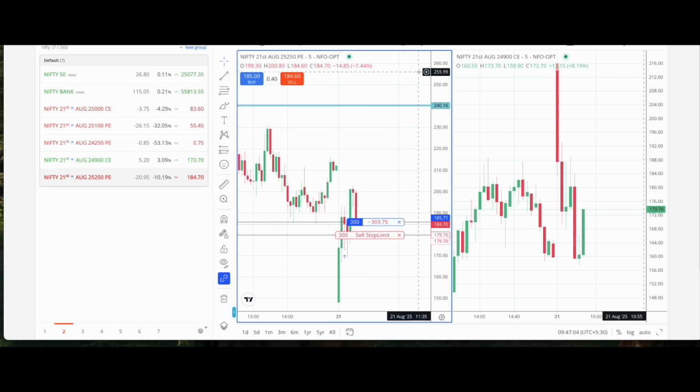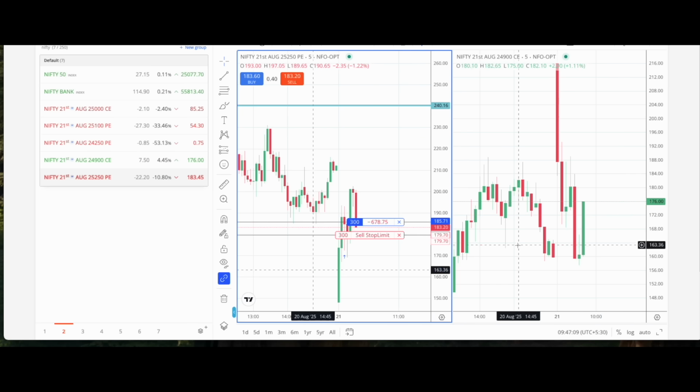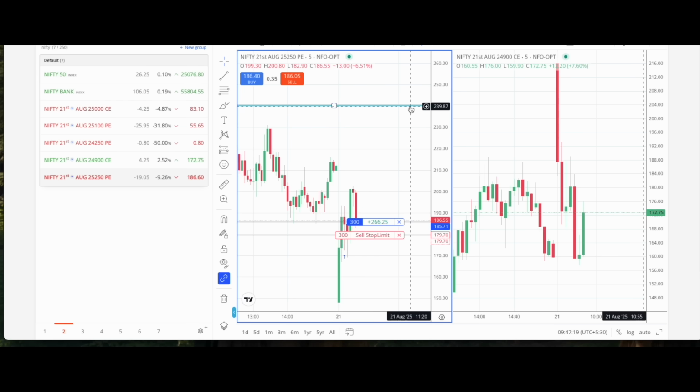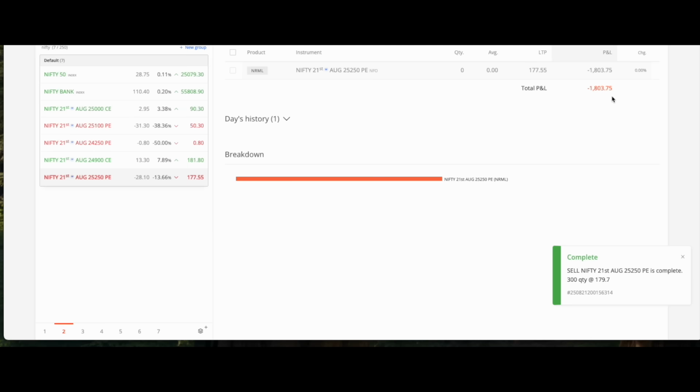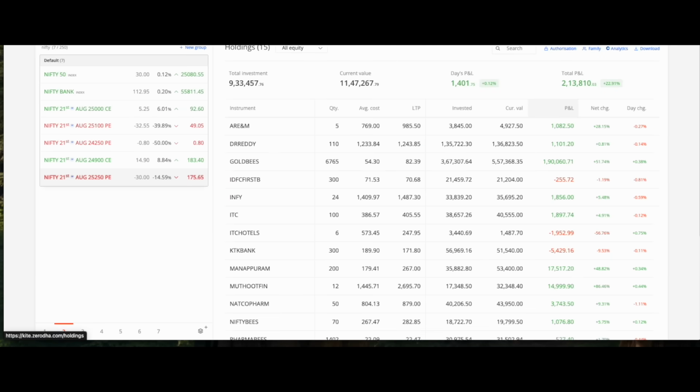Here the market reverses, hits the stop loss, or doesn't hit the stop loss, doesn't matter. The market as of now is nicely moving towards the upside from the support zone I shared in the group. That's fine. I'm not comparing that with this one. I'm just going to leave it as it is. That's it. I've taken the stop loss in this trade, around 1800 rupees on this expiry day.